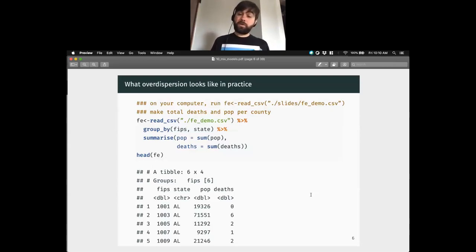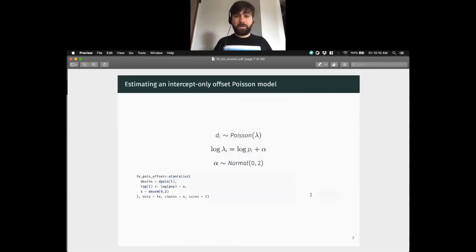And so what I want to do is create an intercept-only model to predict county death rates, right? So we're going to use our offset Poisson model again, where we're going to let the deaths in a county be distributed Poisson with a parameter lambda, where the logarithm of lambda is equal to the logarithm of the population plus some unknown parameter alpha, which we're putting a prior of normal 0, 2 on, right? So each county is going to have a prediction that's structured by alpha and by its population size. So we're effectively modeling deaths per population, a count of deaths per person.